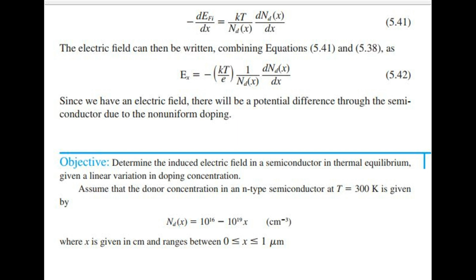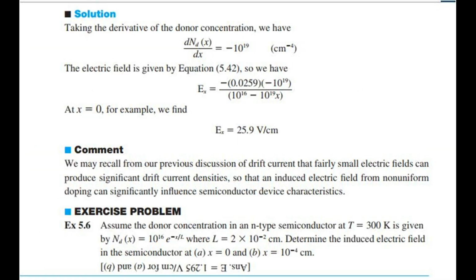Objective: determine the induced electric field in a semiconductor in thermal equilibrium, given a linear variation in doping concentration. Assume that the donor concentration in an N-type semiconductor at temperature T equals 300 kelvins is given by, where X is given in centimeters and ranges between 0 and 1 micrometer. Solution: taking the derivative of the donor concentration, we have the electric field is given by equation 5.42, so we have at X equals 0, for example, we find.